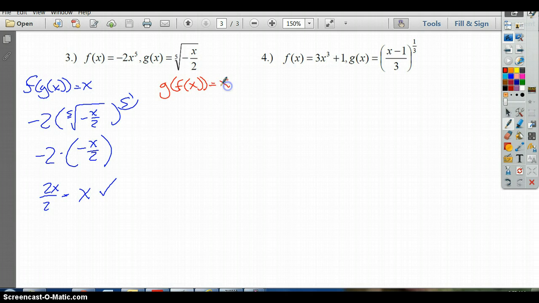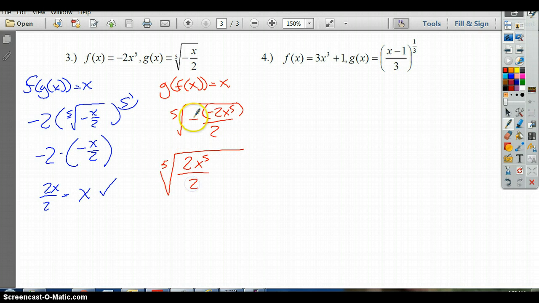also equals x. So now I'm going to rewrite g of x, which is this big, lumpy problem here. I leave a blank where the x is. I'm going to put this in here. So that's negative 2x to the 5th. So when I go through this, this is the 5th root of 2x to the 5th over 2. 2 negatives make a positive. 2 divided by 2 is 1. So I have 1x to the 5th, the 5th root of that is x. So yes, this works as well. They're definitely inverses.